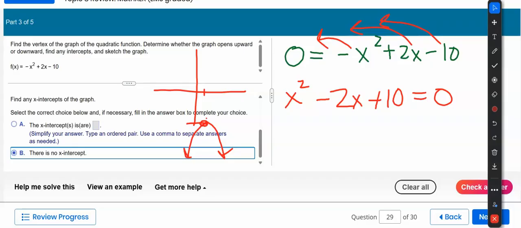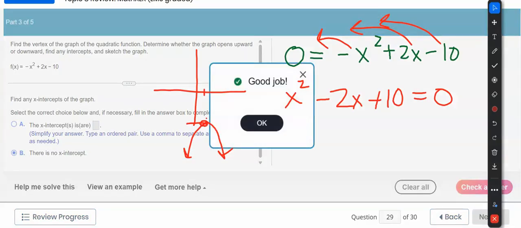Yeah, right. In other words, it never touches the x-axis. We can see from the picture. We found our vertex, 1, -9, and then we realized the whole graph opened down. So it was never going to hit the x-axis.